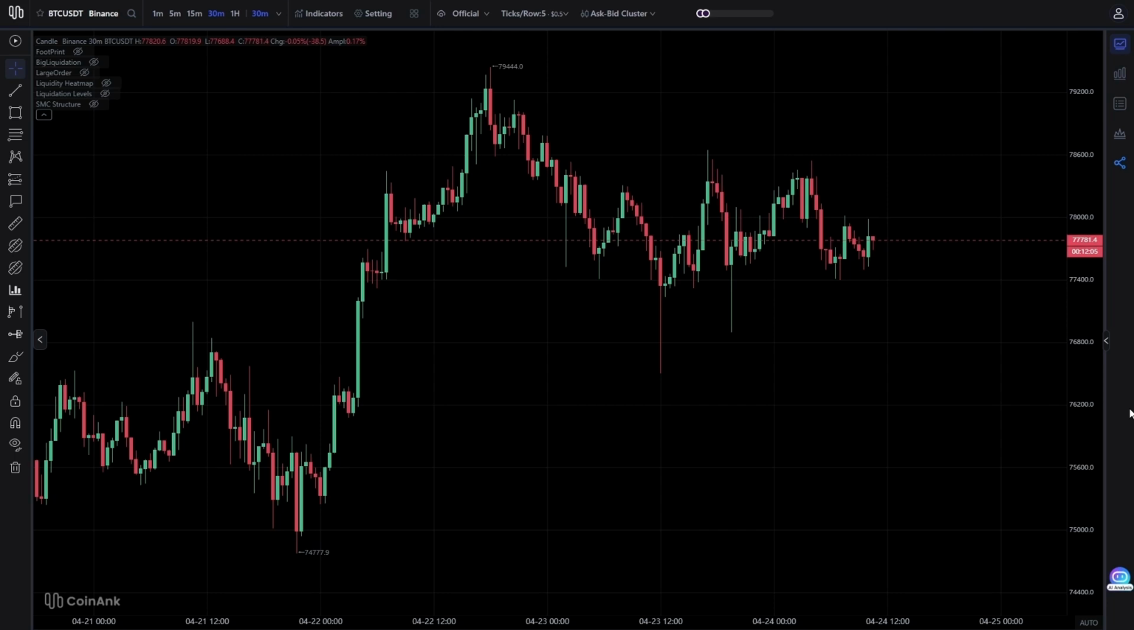In today's video we will have a look at the new update on CoinAnk. As you all know, I'm a big fan of CoinAnk. So let's have a look at what's new, indicators, etc., as they recently did have an update. So without further ado, let's have a look.